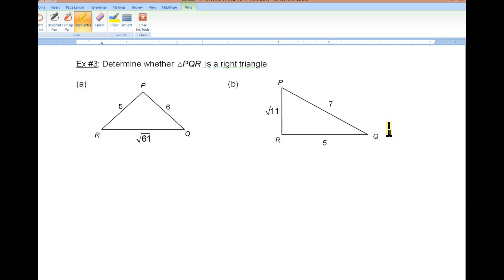All right, let's see if triangle PQR is a right triangle. So which side is the largest? Don't assume based on what the picture looks like. Square root of 61, is that the largest side? Yeah, think about 5 as really the square root of 25. This is the square root of 36. So definitely this is bigger. Did that make sense how I did that? So this would be the hypotenuse, but we're not sure. It can only be the hypotenuse if it's a right triangle. Okay, go ahead and test it.